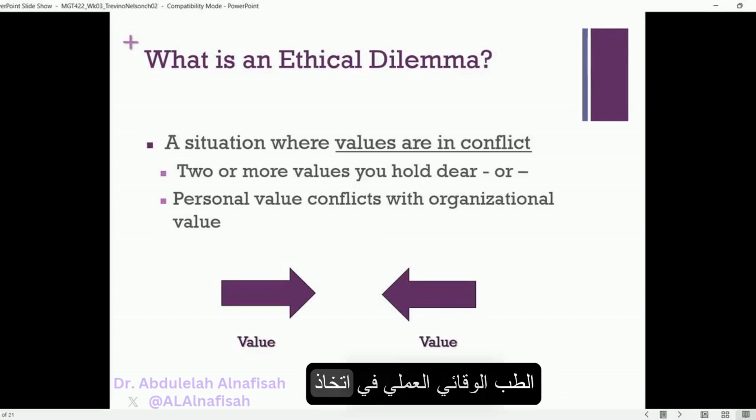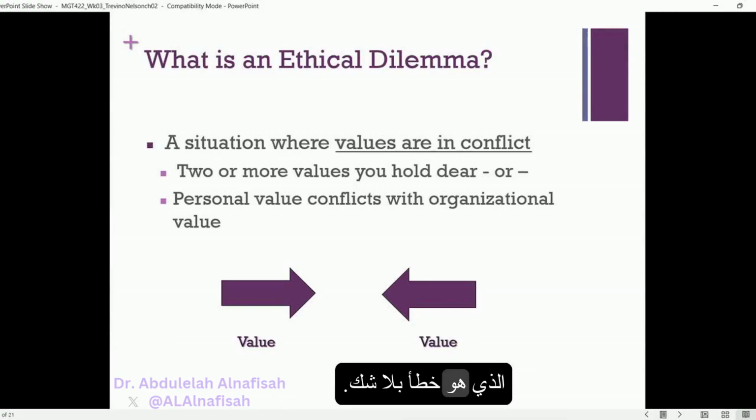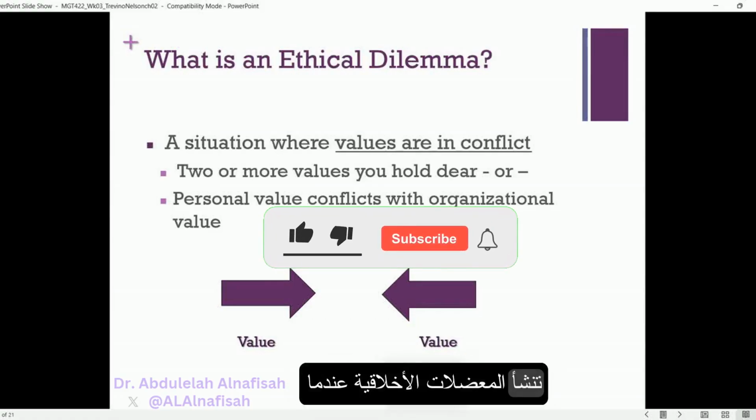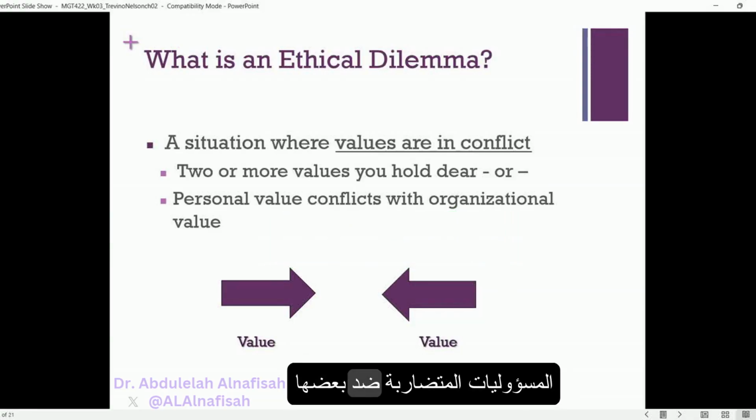In ethical decision-making, some choices are straightforward when the options are clearly right or wrong, such as in the case of embezzlement, which is unequivocally wrong. However, ethical dilemmas arise when conflicting values, rights, or responsibilities must be weighed against each other, leading to difficult decisions.